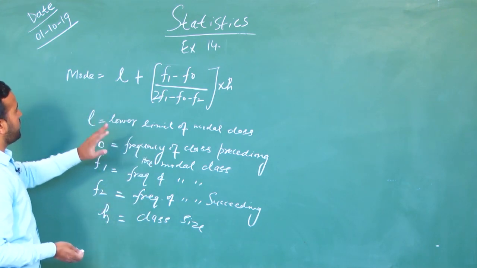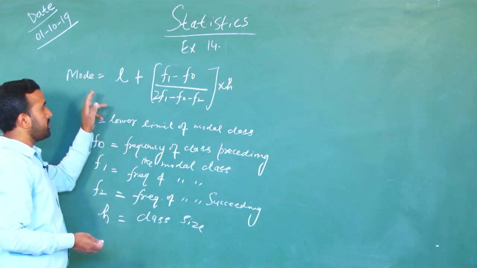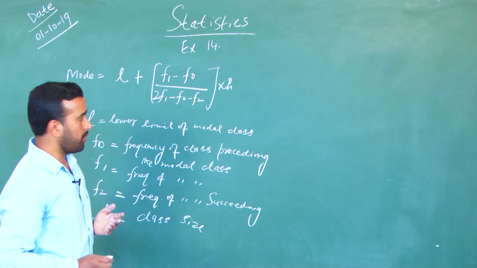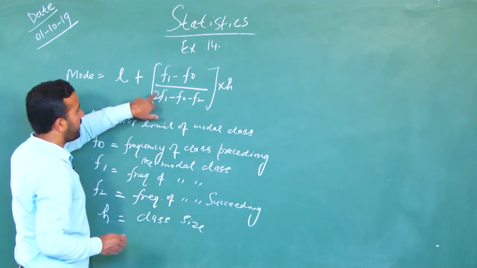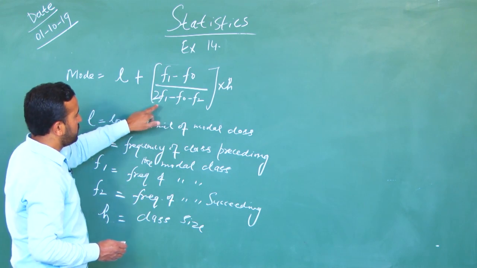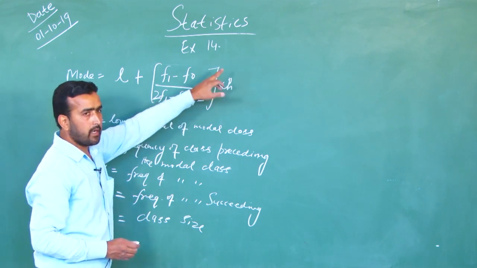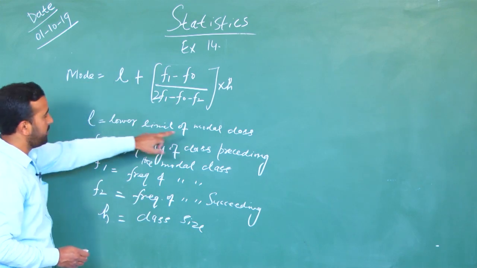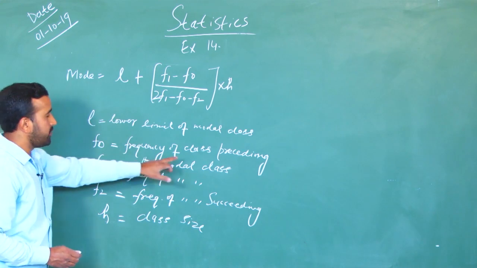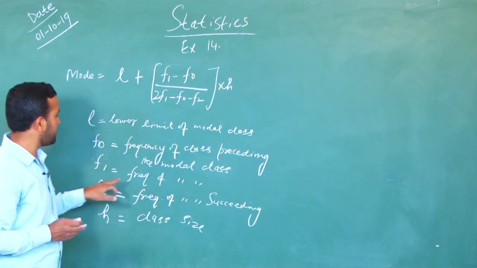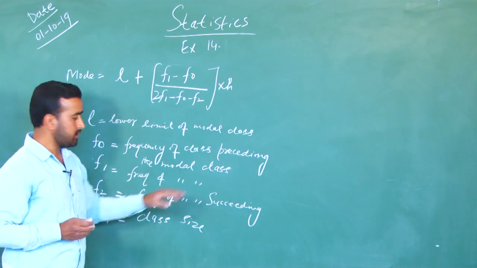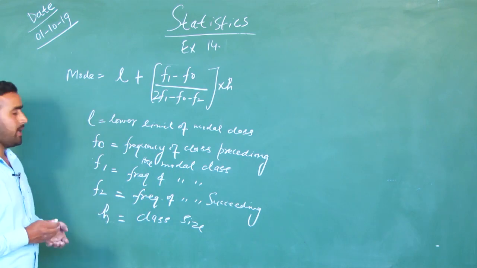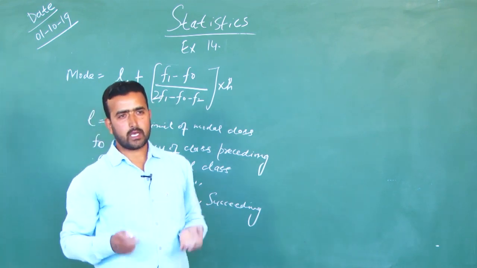So first of all, we must try to understand the formula by which we can calculate the mode of the given frequency distribution of the grouped data. That is L plus (F1 minus F0) divided by (2 times F1 minus F0 minus F2), multiplied by H. What are the different parameters that we use in the formula? L, the lower limit of the modal class. F0, the frequency of the class preceding the modal class. F1, the frequency of that same class. F2, the frequency of the class succeeding the modal class. And then at last, H, the class size of the given data.